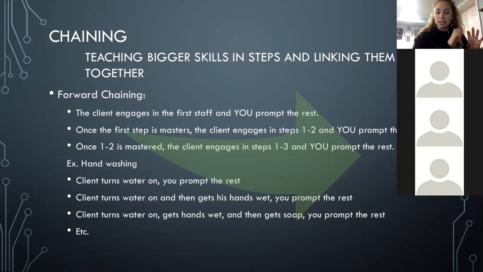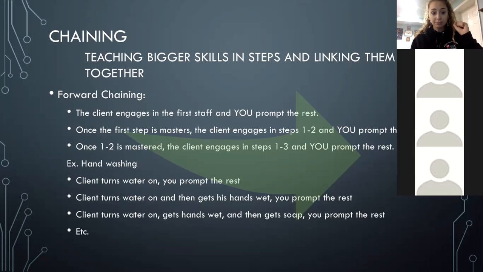So you have a set of steps to complete. This looks like the client engages in the very first step independently, and then you are going to prompt the rest. So typically that's hand over hand because these kids are still learning. So client engages in the first step, you prompt the rest. Once they master step 1, now the client will engage in step 1 and step 2, you will prompt the rest. They master those, the client engages step 1, step 2, step 3, and you prompt the rest.